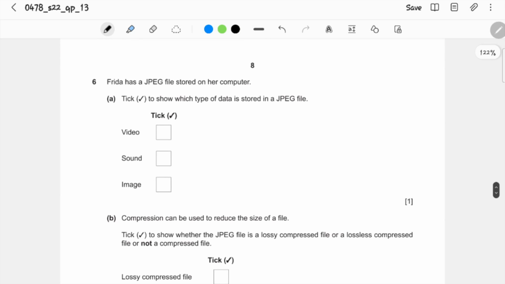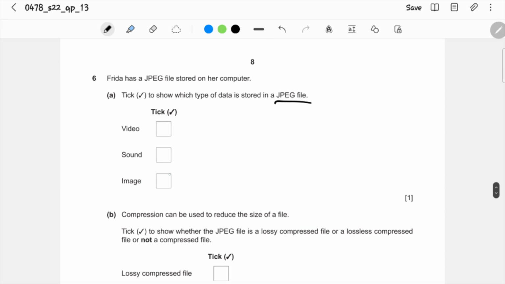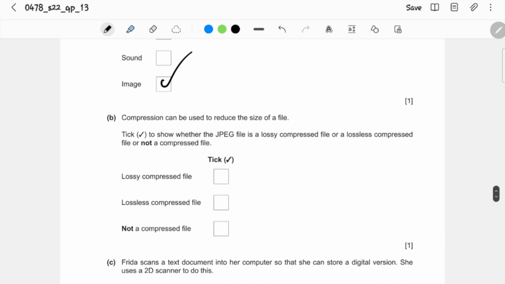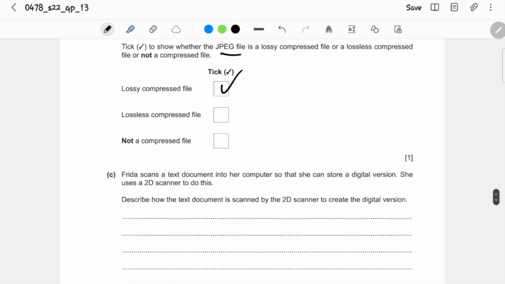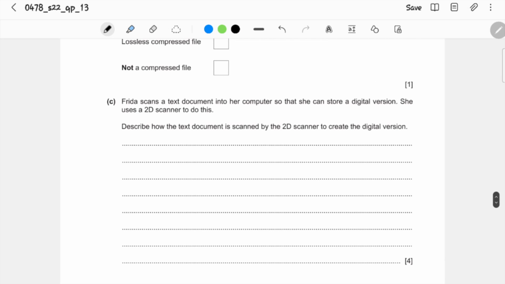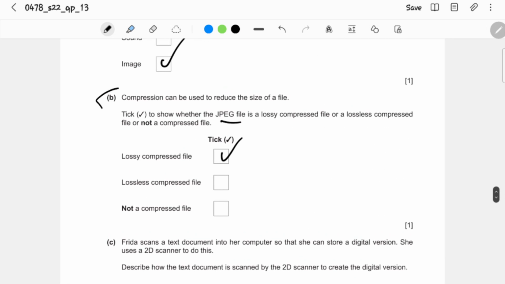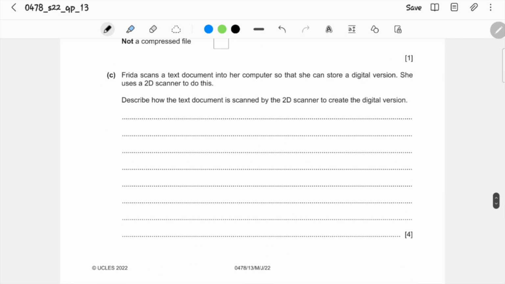Tick to show what type of compression JPEG uses. JPEG is an image. Now an image file uses lossy compression. You see some of these, such unnecessary stuff. You don't even have to read it, because you just tick to show whether the JPEG is lossy or lossless. Simply tick it. So simple.